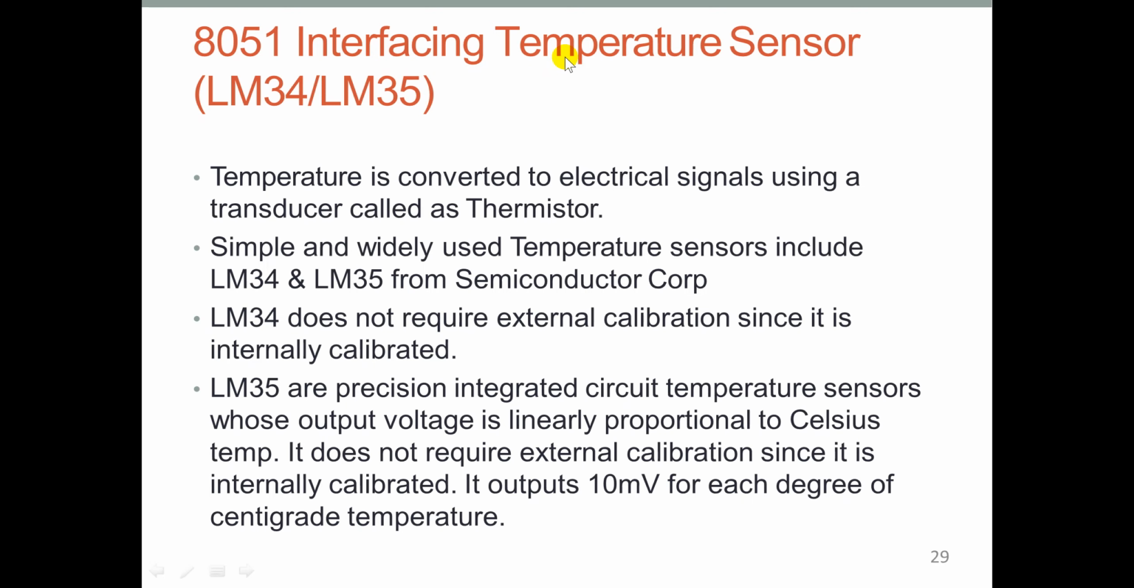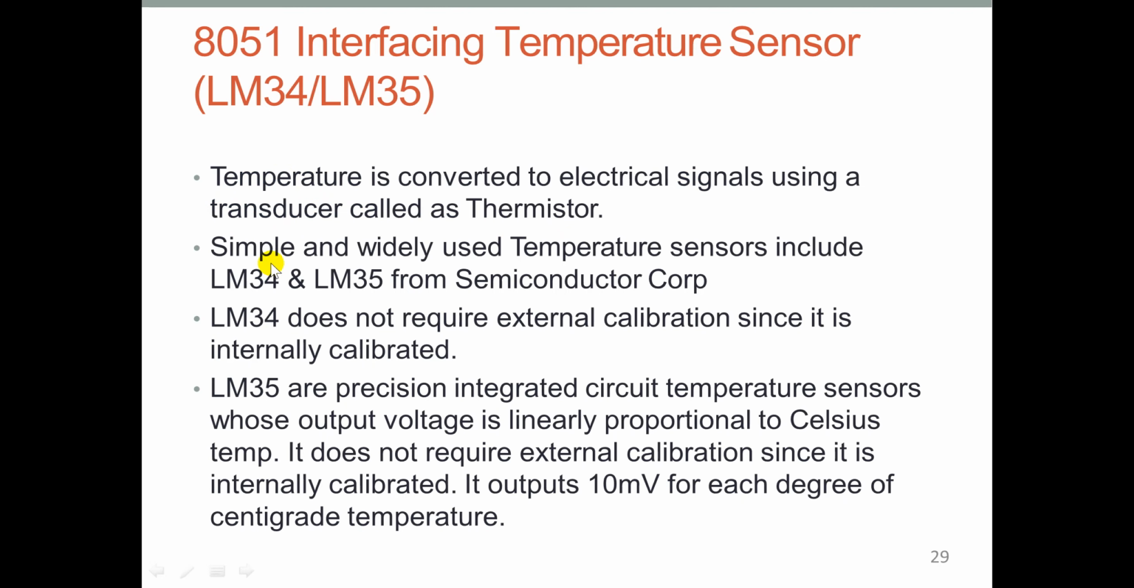In this session, I will also show the application of this particular experiment, how it can be used as a project. Okay. So the temperature is converted to an electrical signal using a transducer called a thermistor. In my last session, I told you that all physical quantities are converted to electrical signals using transducers. So the transducer is the main thing here.